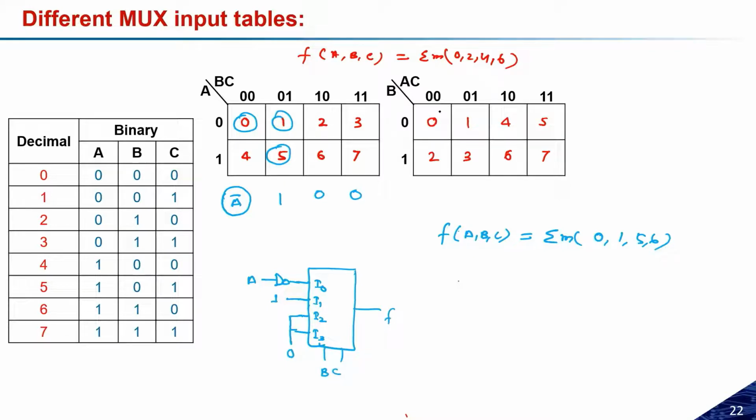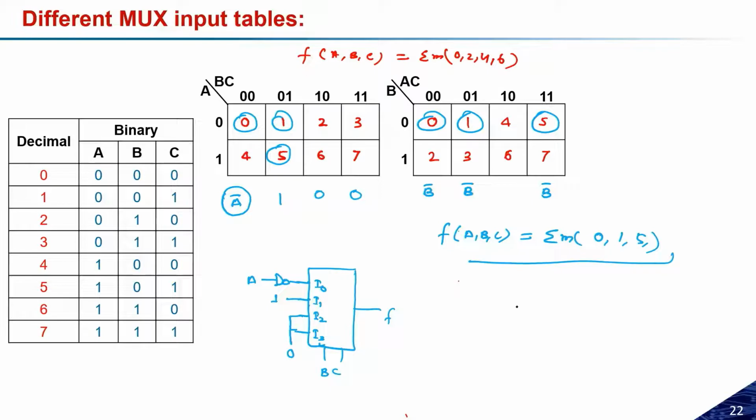Now let us consider the second case. In the second case, considering the function is the same, okay, 6 is not there. The function is same, 0, 1, and 5 is there. And if we try to see this one, what it says is that I0 should be connected to the B bar, I1 is connected to the B bar, and I3 is connected to the B bar.